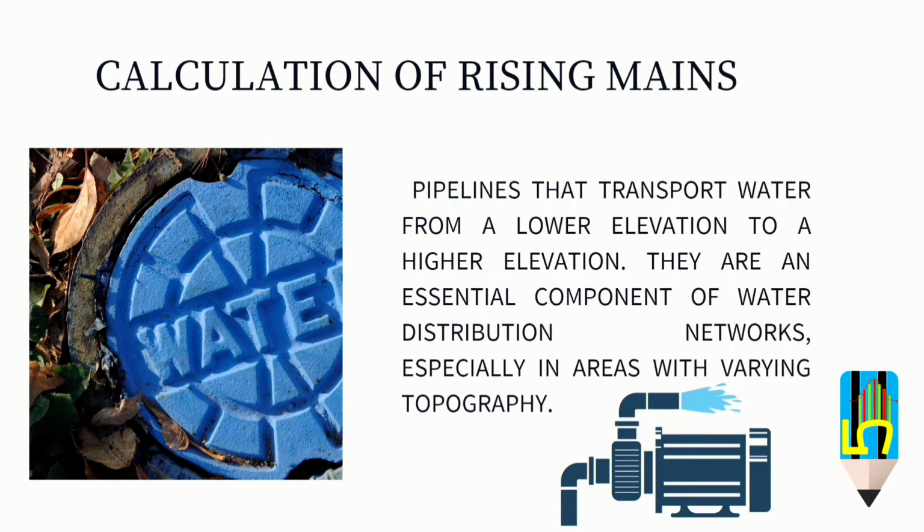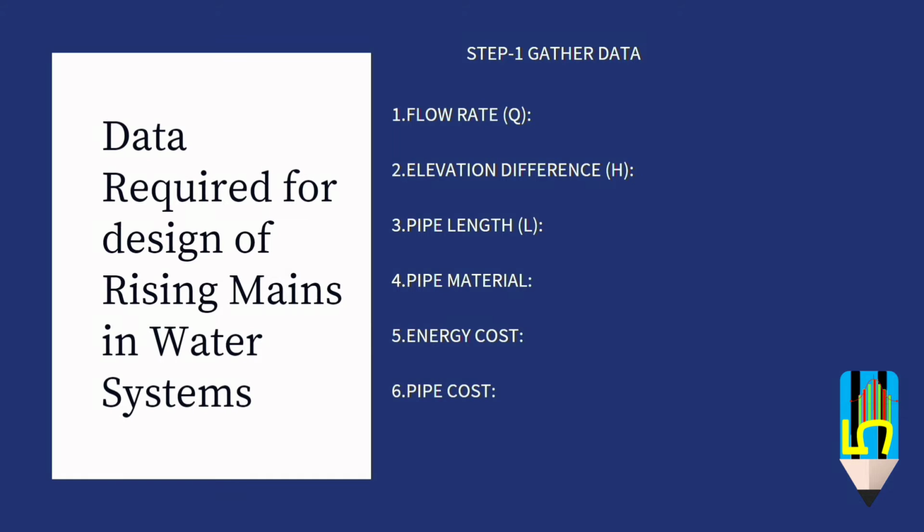So the calculation of rising mains involves a series of steps, and the first step is to collect the data. The data involves the flow rate, that is the amount of water that is to be transported. It can be in liters per second or cubic meters per hour. Then the elevation difference, which is the vertical height the water needs to be lifted, the pipe length, the total length of the rising mains, then the pipe material, that is the roughness coefficient, the energy cost of electricity for pumping, then the cost per meter of pipe for different diameters.